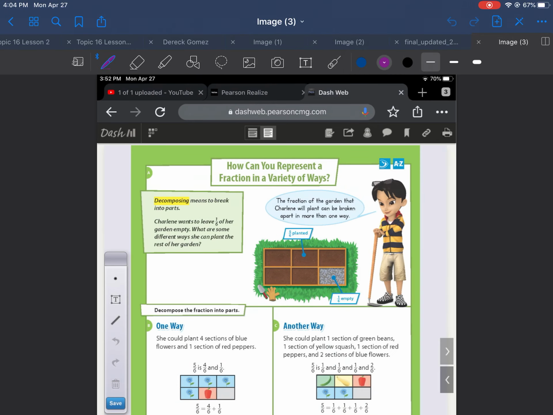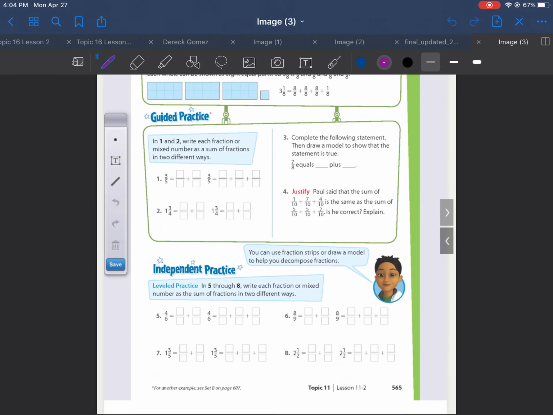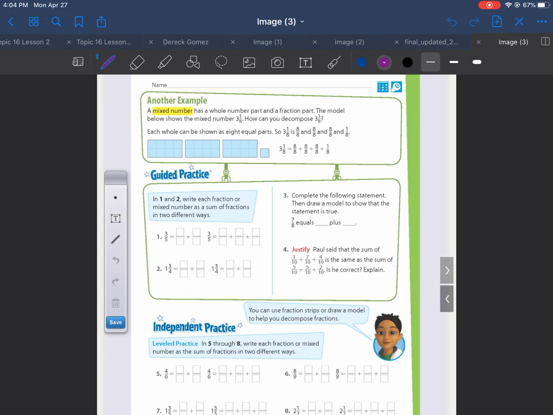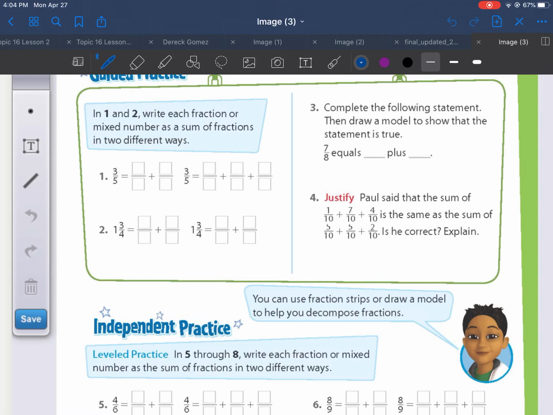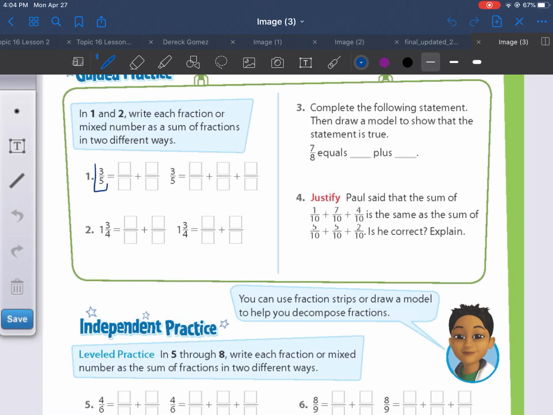Okay, so we're now going to go into our math book, and we are going to turn to page 565. We're going to start by first looking at question 1 and 2. Question 1 and 2 says, in 1 and 2, write each fraction or mixed number as a sum of fractions in 2 different ways. So if you notice, the fraction is the same, but they want me to show it in 2 different ways.